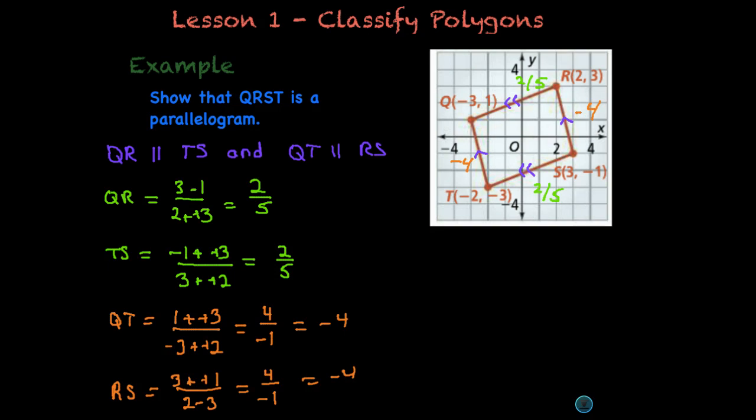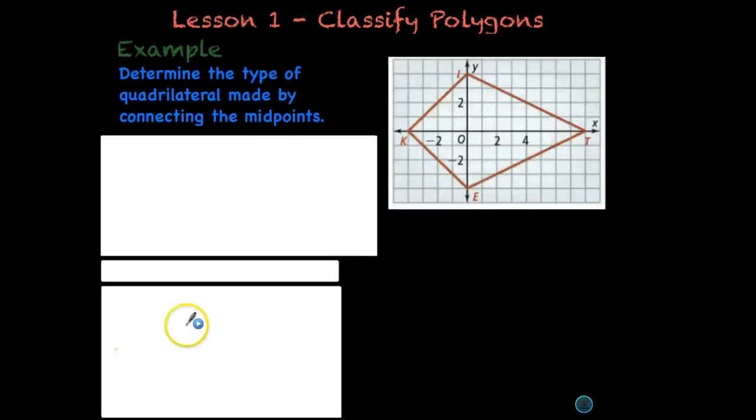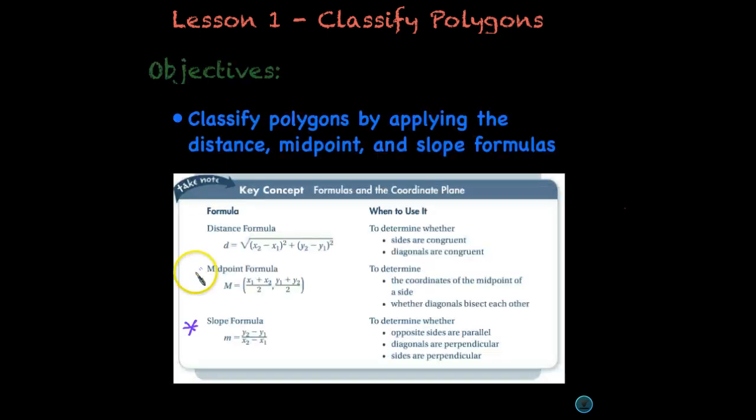Okay, let's look at one final example. In this example, we want to determine the type of quadrilateral that is made by connecting our midpoints. Okay, so how do I determine a midpoint? Well, I could guess and I could get it pretty close, but since these lines are not perfectly horizontal or vertical, I really need to calculate it. What formula would I use to calculate midpoint? Well, the midpoint formula. Okay, let's go ahead and do that then.